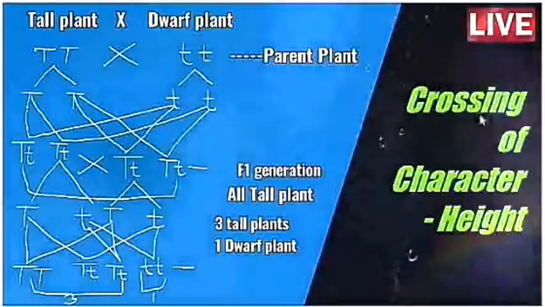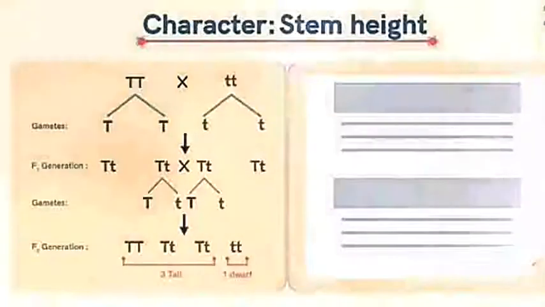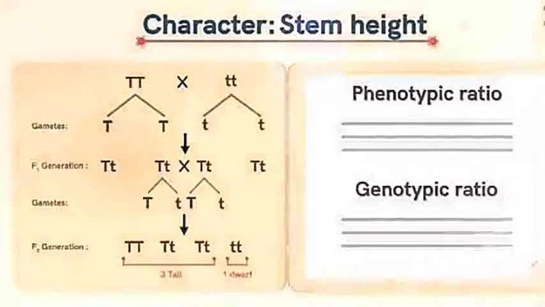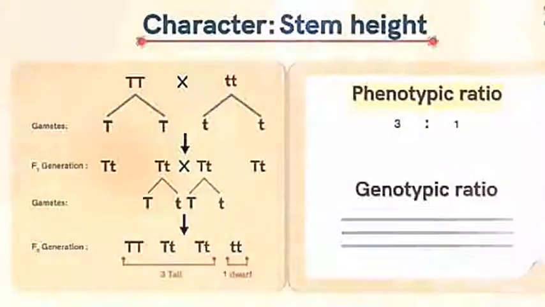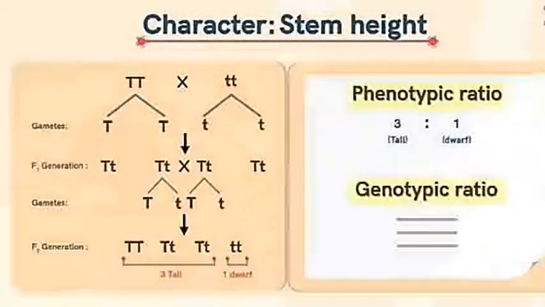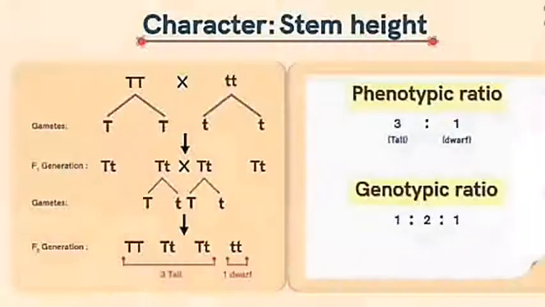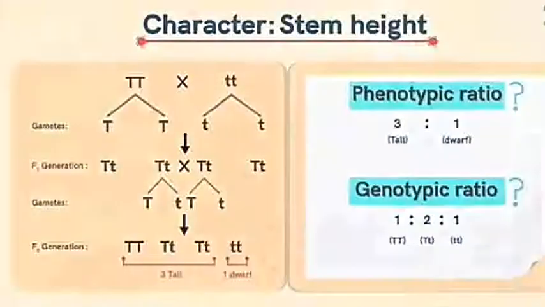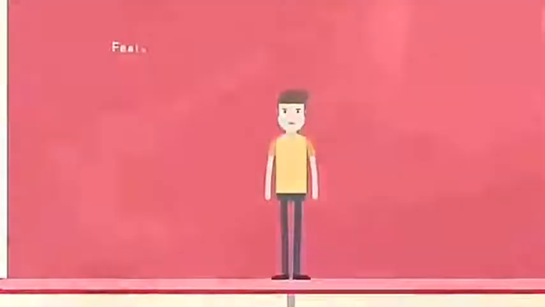With this result, let's get to know terms in genetics. The two terms are phenotypic ratio and genotypic ratio. The phenotypic ratio is 3:1. That is 3 tall and 1 dwarf. While the genotypic ratio is 1:2:1. That is 1 homozygous tall, 2 heterozygous tall, and 1 homozygous dwarf. What do the terms genotypic ratio and phenotypic ratio mean? Let us understand this with the following illustration.